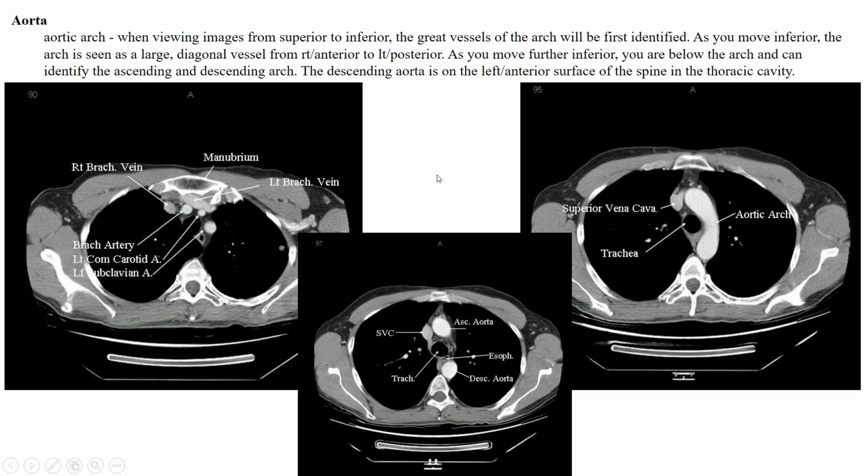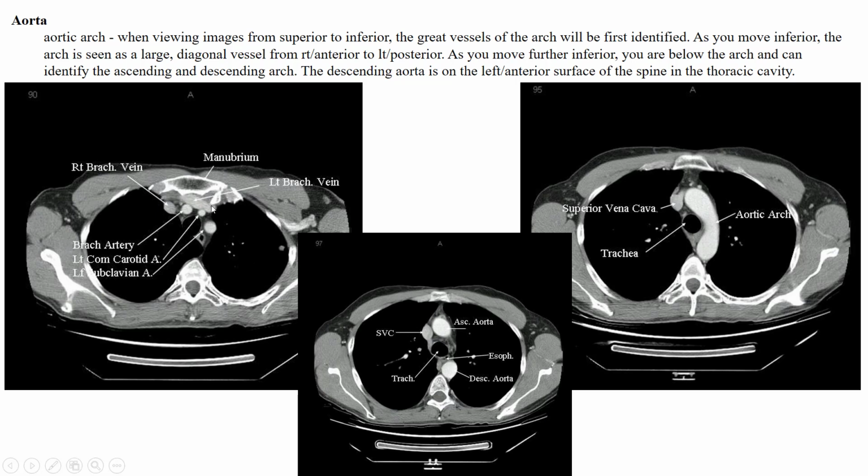These CT images are seen from superior, and this is more inferior, and this is further still inferior. So we're going to start with this one. This is the most superior, and we've got the right brachiocephalic vein. Remember, so this is the vein, not the artery. And we've got the left brachiocephalic vein passing just posterior to the manubrium. So these two are going to join together to become the superior vena cava. So right brachiocephalic vein, left brachiocephalic vein.